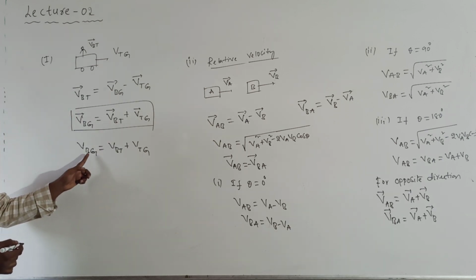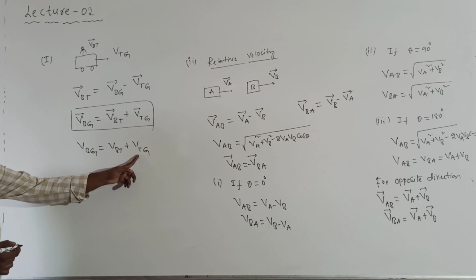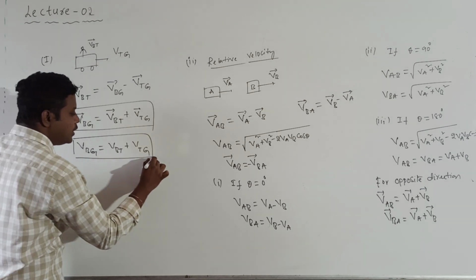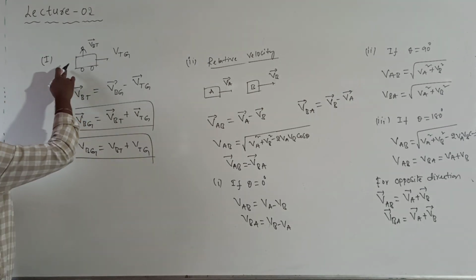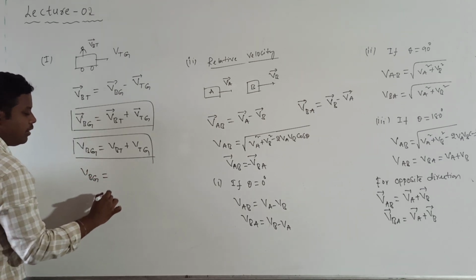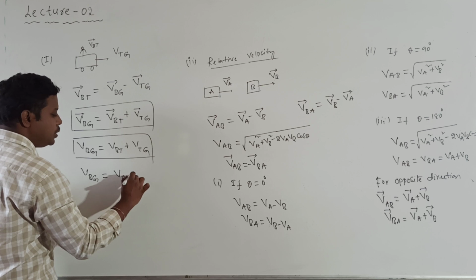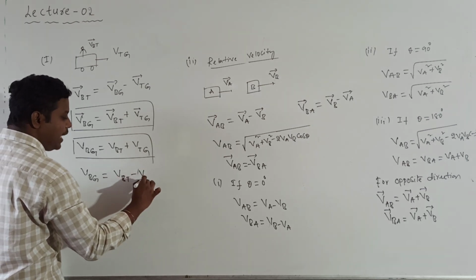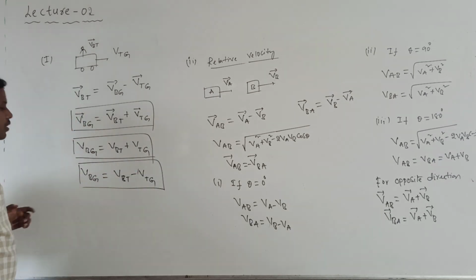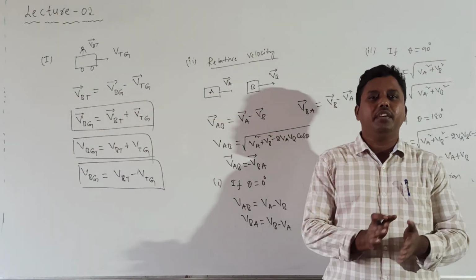Understood? So follow the notation clearly. Vbg is the velocity of the boy with respect to ground, Vbt is the velocity of the boy with respect to train, Vtg is the velocity of train with respect to ground. This is the formula to calculate the velocity of the boy with respect to ground when the boy is moving in the direction of the train. If the boy is moving in the direction opposite to the train, then Vbg will be given by Vbt minus Vtg. This is the formula when the boy is going in a direction opposite to the velocity of the train.